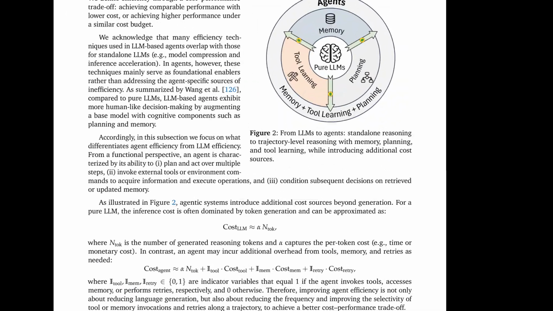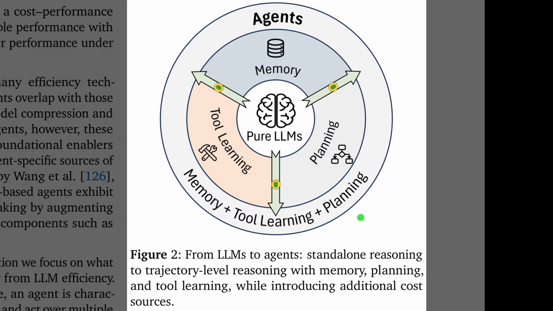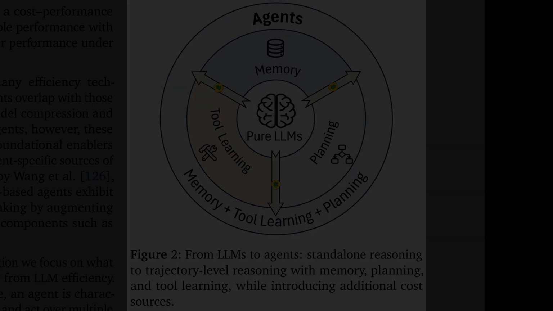So Figure 2 conceptualizes the shift from a standalone model to a full agentic system. At the center sits the pure LLM, representing isolated reasoning. Surrounding it are the 3 pillars that define an agent: memory at the top, tool learning on the left, and planning on the right. Notice the arrows radiating outward, each marked with a $ sign. This highlights a critical trade-off. While these components extend capabilities, they inevitably introduce new costs like latency and API fees.